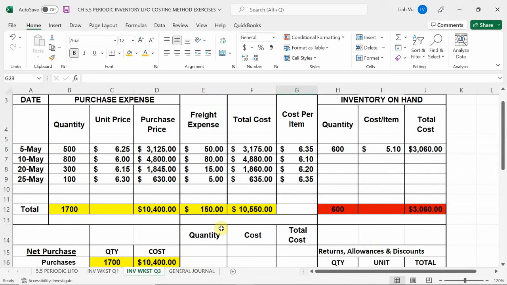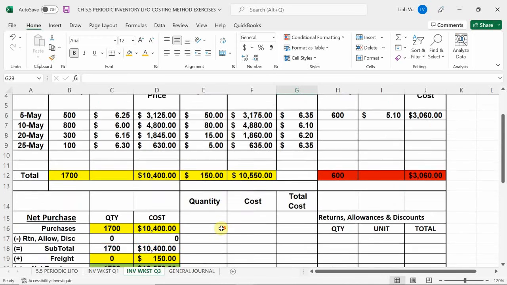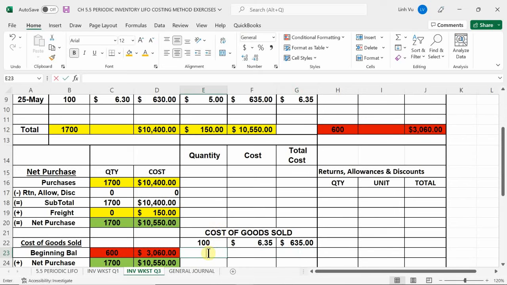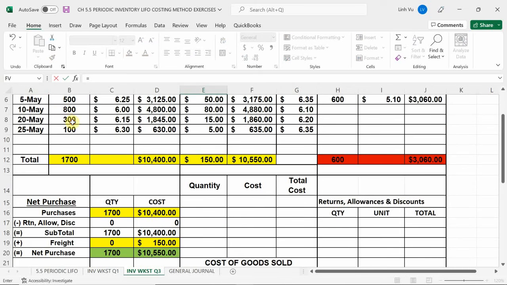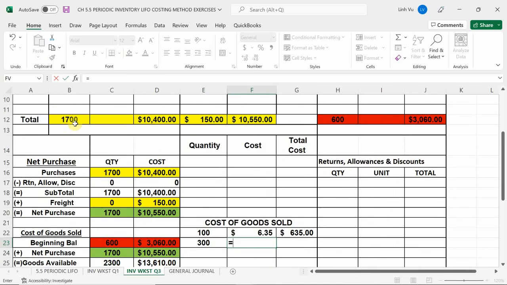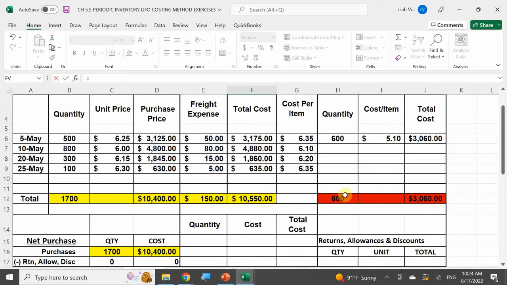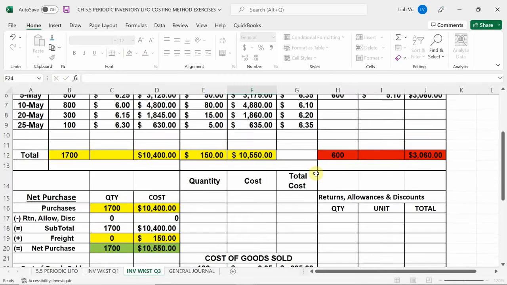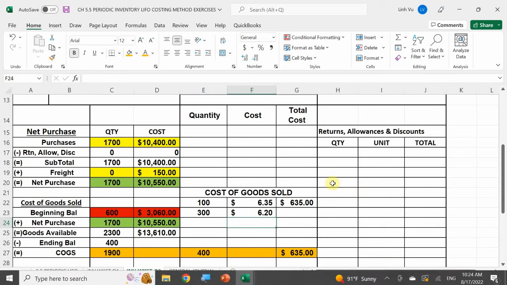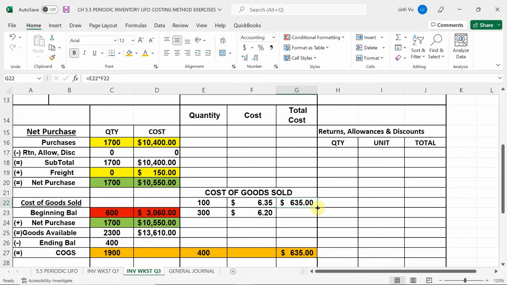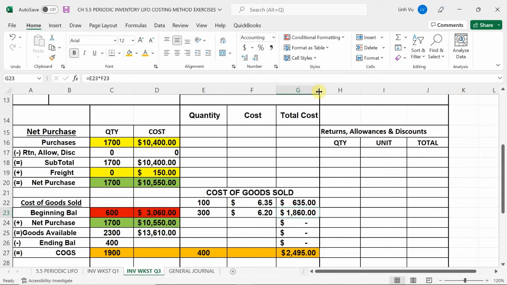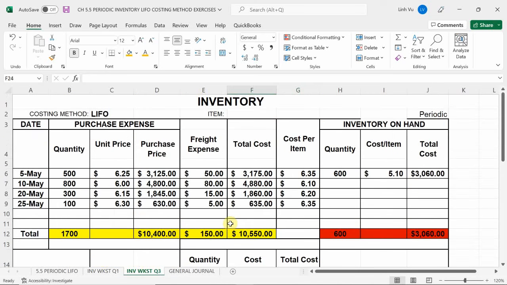So what's the next batch of inventory I'm going to eliminate? May 20th. May 20th at 300, right? Right. So May 20th at 300, which cost me $6.20, right? But I already know what that whole entire amount's going to end up with. It's going to end up with the 1860. What's next?